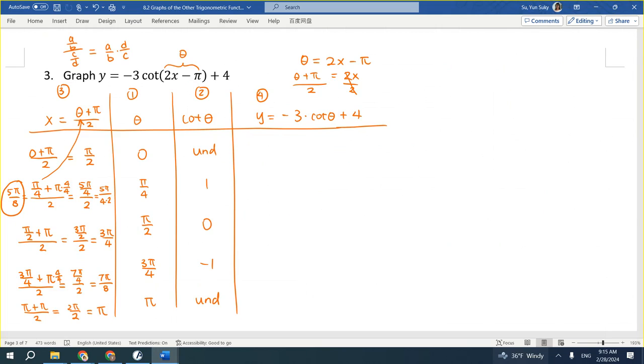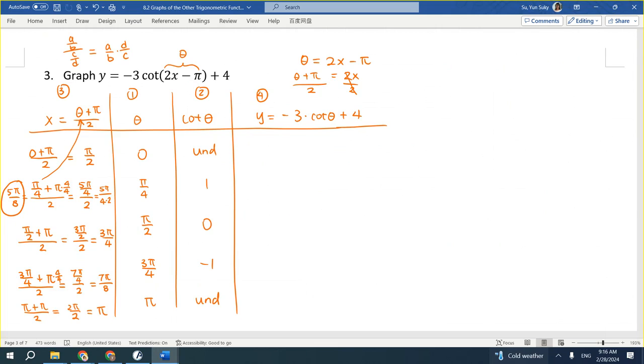Okay. So we fill out the x columns. Now we look at the y columns. So it's always fill out the theta and cotangent theta column. These two columns are fixed, no matter what the problem is, as long as it has cotangent. Then it depends on the problem. Find the theta, express x in terms of theta, fill out the x columns. And then for the y, plug in the cotangent theta.